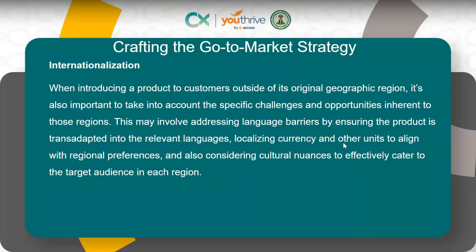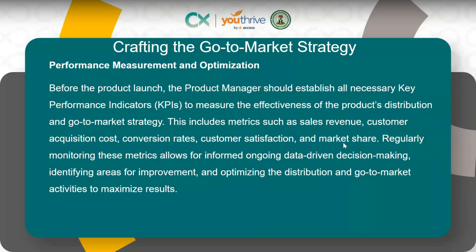People the face of the product is a Chinese person, everything, but people will not resonate with it. Right. So these are things that you consider as well when drafting your go-to-market. All right. So next we look at your performance measurement and optimization.